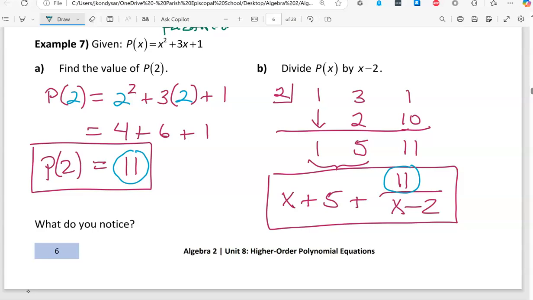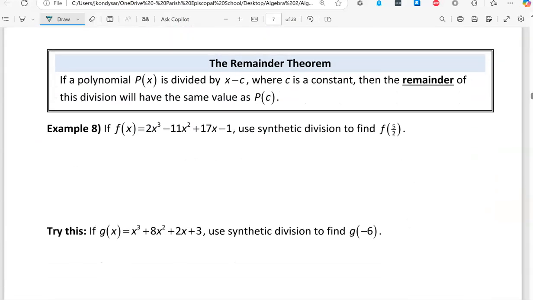So that brings us to something called the remainder theorem. The remainder theorem is stated as when the polynomial p of x is divided by x minus c, where c is some number, a constant, then the remainder of the division has the same value as p of c.